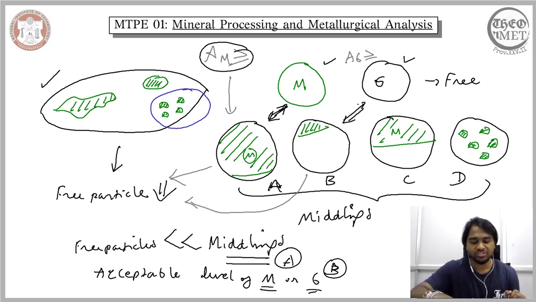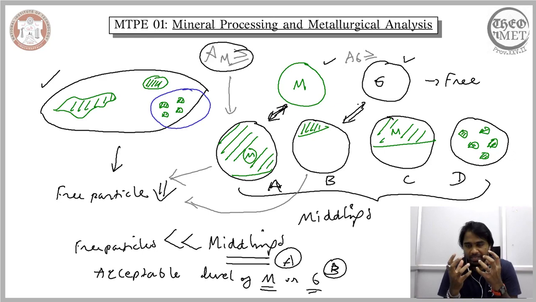So what you essentially have is, in order to reduce the amount of middling in a practical setting, in order to reduce the subjection of all the middlings to subsequent comminution, and to maintain the cost, the amount of money being spent on subsequent comminution, you introduce an acceptable level of mineral or gangue.